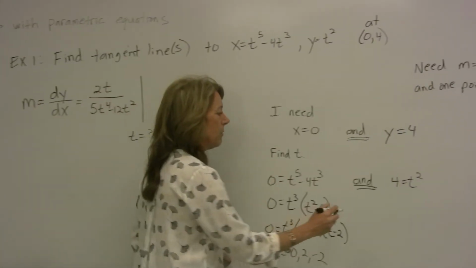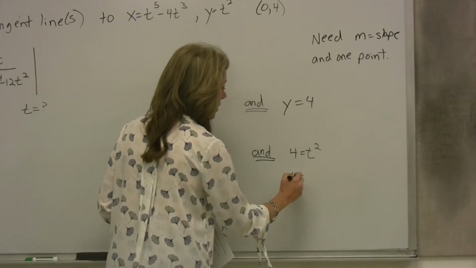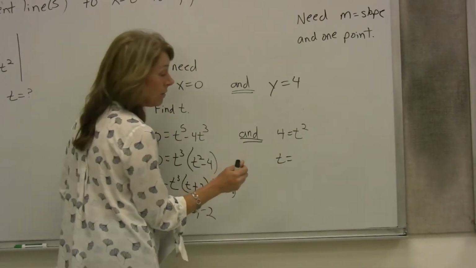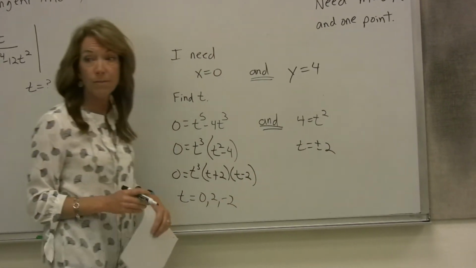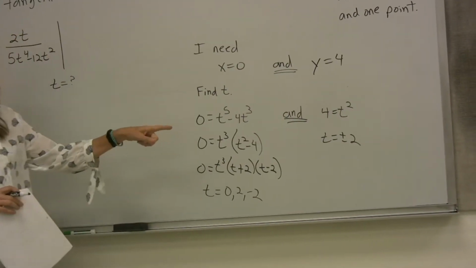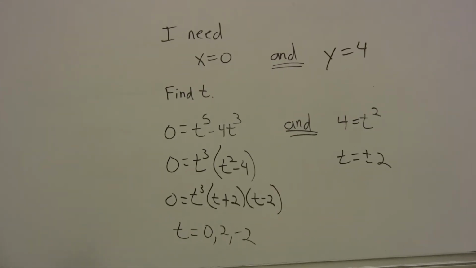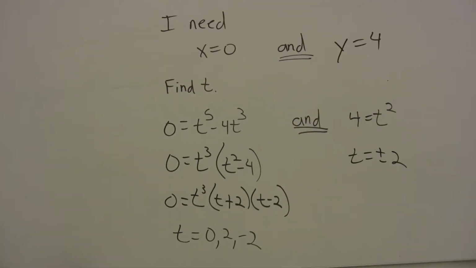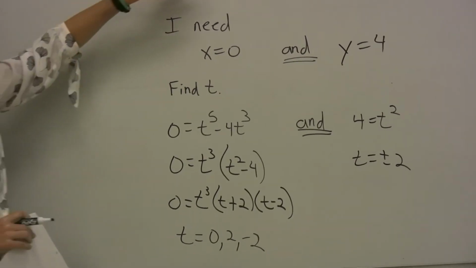If I solve this one, what do I get? T is equal to plus or minus 2? Okay. So I only go through 4 at those 2 values of t. So let me ask you this question carefully. Which t values will put me through this point?